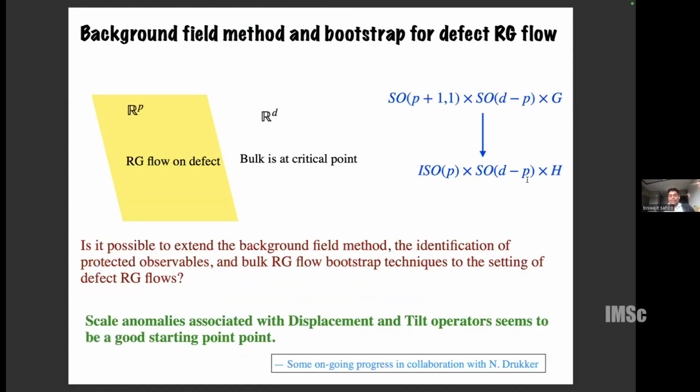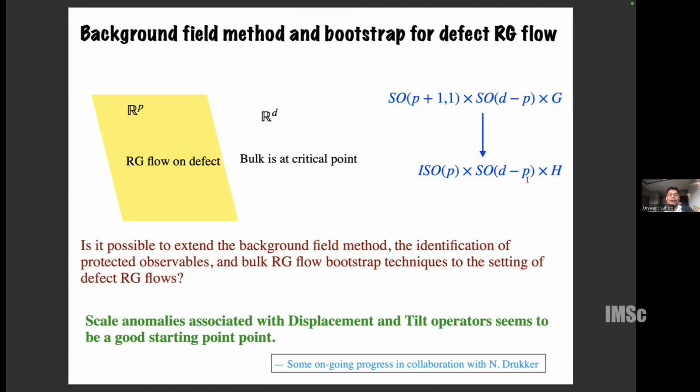And another thing, which I am more influenced by at King's and currently pursuing, is this: all the development I was talking about, the bootstrap or the anomaly renormalization group flows, are only for bulk renormalization group flows. But suppose there is a defect, some p-dimensional defect in a d-dimensional bulk. Can one study some RG flow picture on the defect, introducing these background field methods, and also develop some bootstrap arguments?